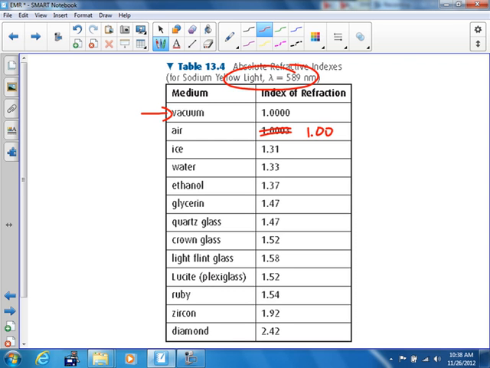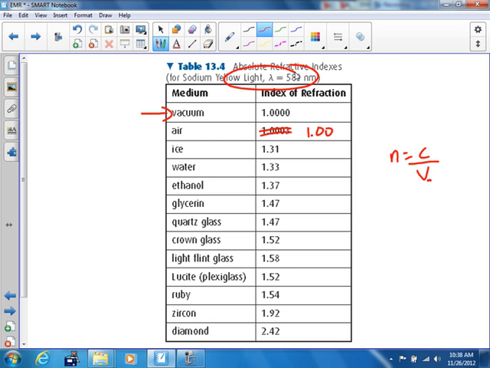Notice that the index of refraction is always, however, greater than 1. You can't have a speed of light that's bigger than the speed of light in a vacuum. Therefore, n always has to be either 1 or a number greater than 1. Because that bottom number in the equation, n is equal to c over v, always has to be either the same or smaller than the top number.